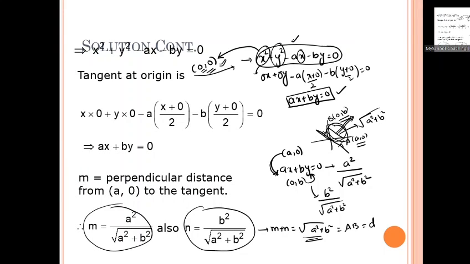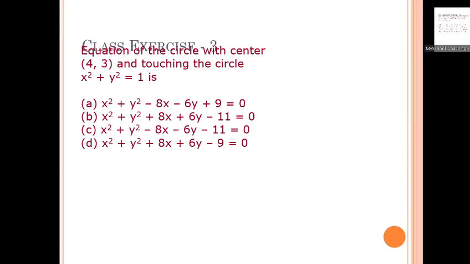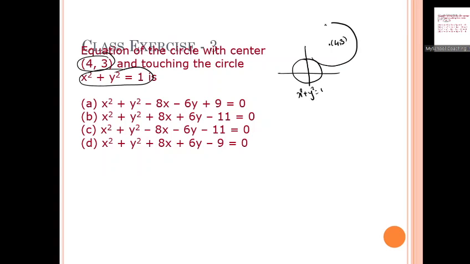Shall I go to next question? ये क्वेश्चन देखिए. Equation of the circle with center 4 comma 3 and touching the circle x square plus y square equal to 1. You have a small circle at the origin, x square plus y square equal to 1, and another circle whose center is at 4 comma 3, and it has to touch this circle.